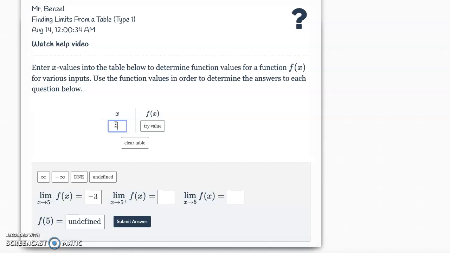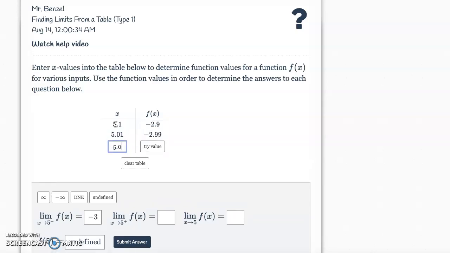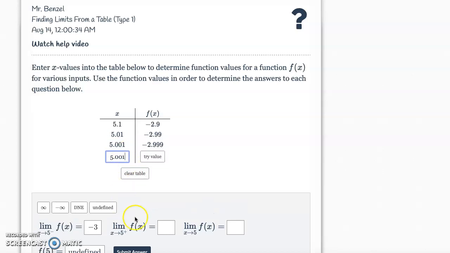Next I'm going to try something a little bit bigger than 5. So maybe 5.1, see what that value is. Try 5.01, 5.001, and that happens to also be -3. Since the left and the right side match, the two-sided limit would be -3.